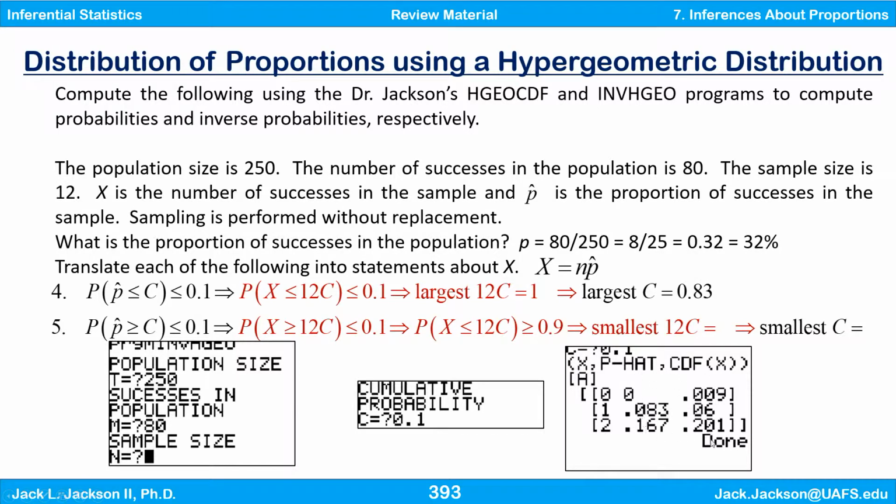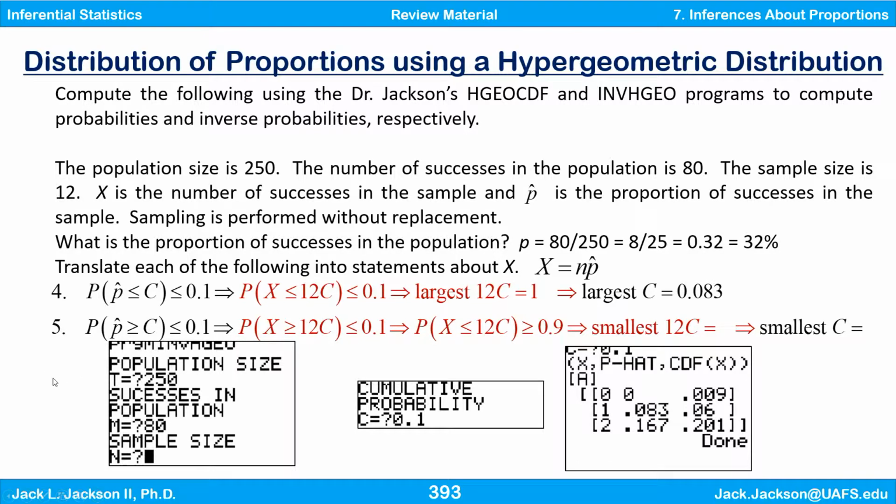And it returns part of the CDF table. We want the largest x value that's still under 0.1. So that would be this one right here, which is 1 for 12c, or the x value, but the c value we're looking for is the proportion, and that's 0.0833. There we go. Fix that.